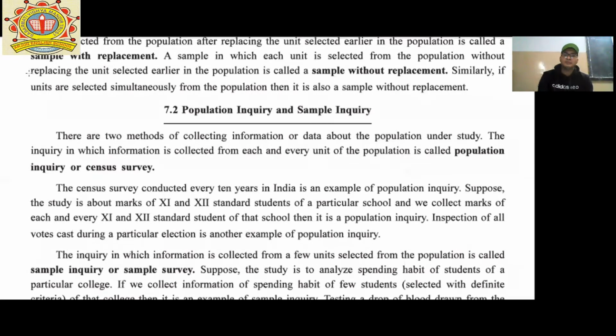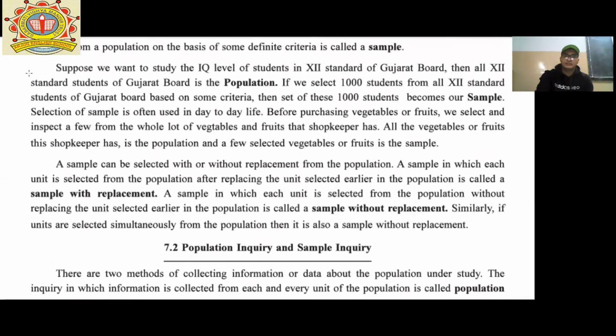Next, here are two terms, sample with replacement and sample without replacement. A sample can be selected with or without replacement from the population. Now we have to understand the meaning of sample with replacement. A sample in which each unit is selected from the population after replacing the unit selected earlier in the population is called sample with replacement.